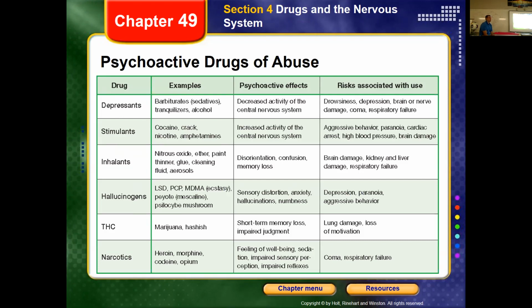Vicodin. I'm trying to think of all the different painkillers that are opioid. People that go in for surgeries and get on these things. If you have a natural tendency to be addicted to anything, you run a high risk of getting addicted to painkillers like this. You have to be careful and get off of them as soon as you can.